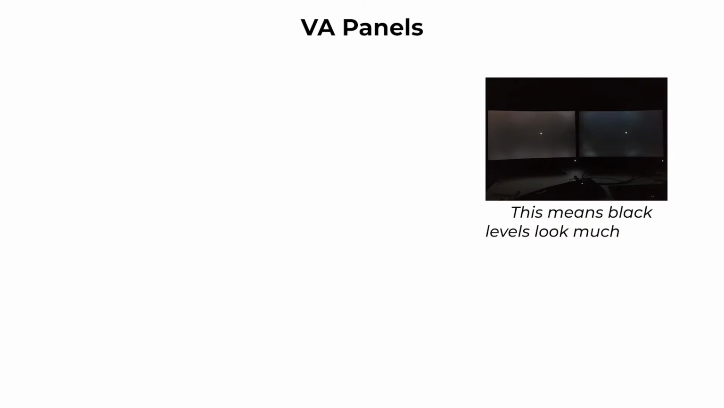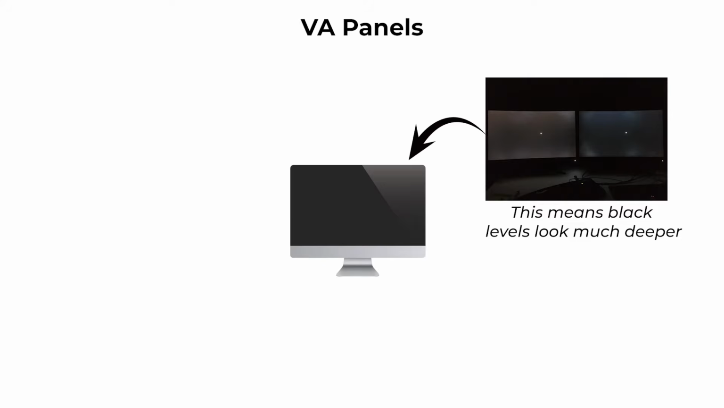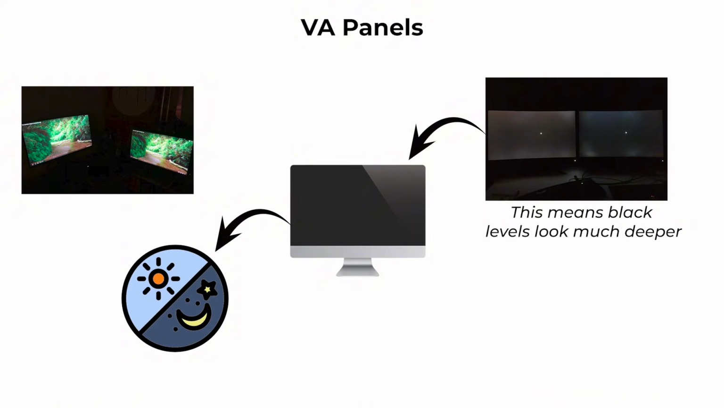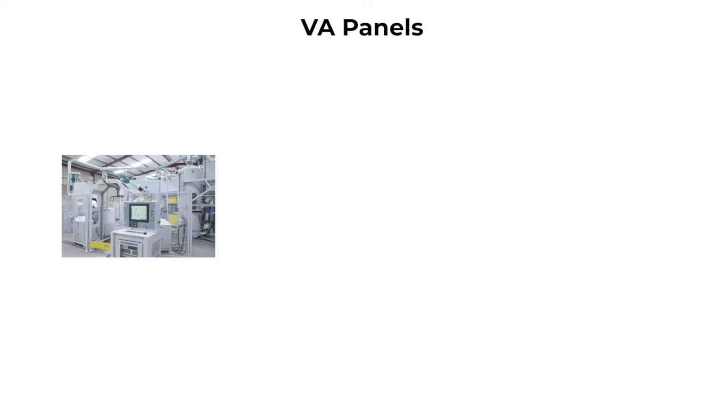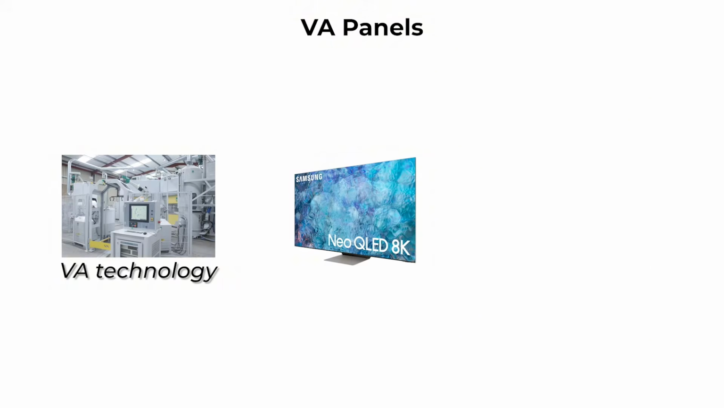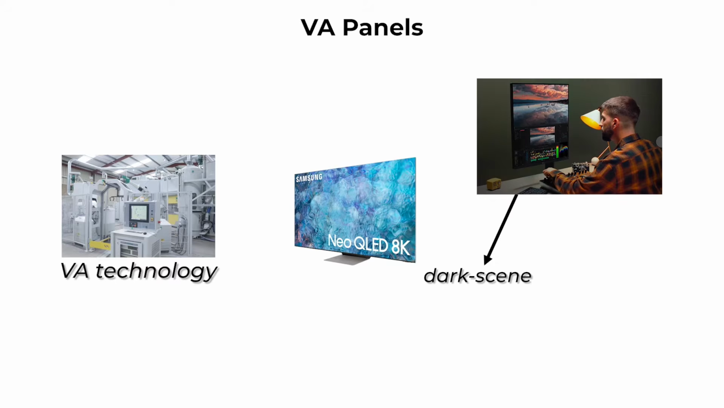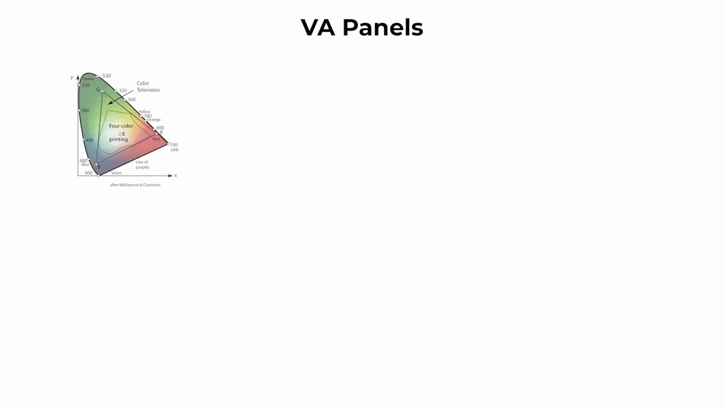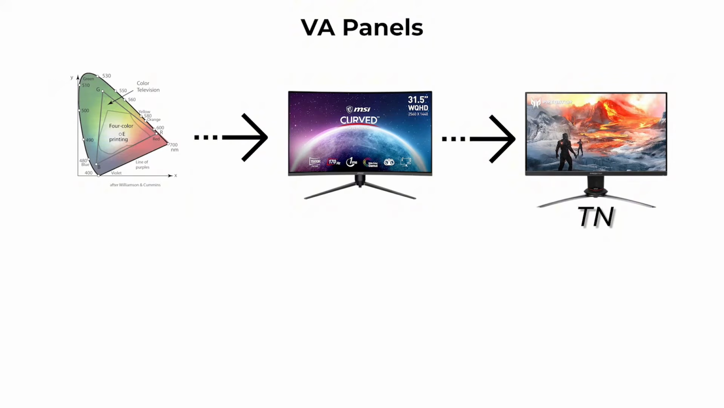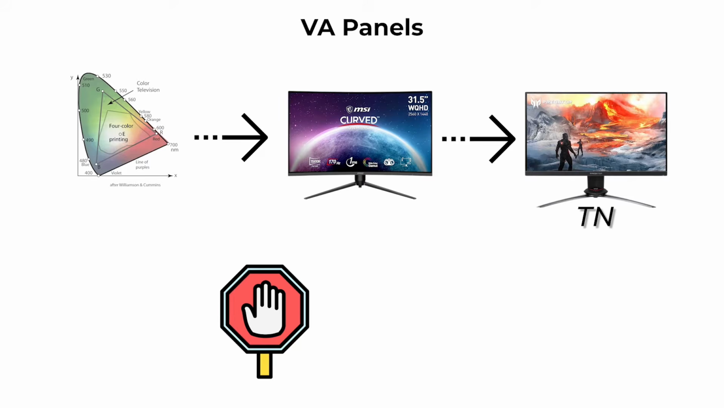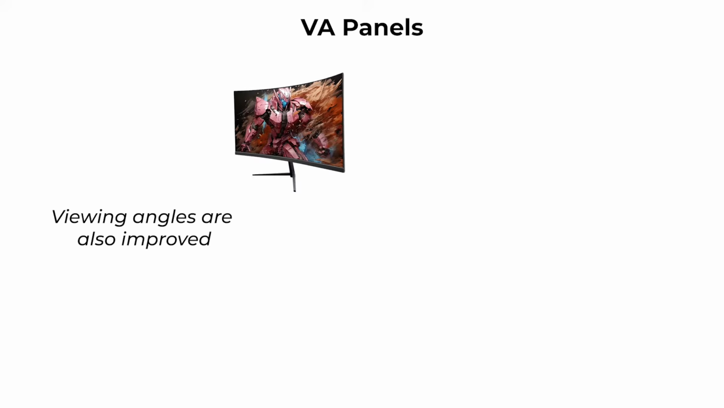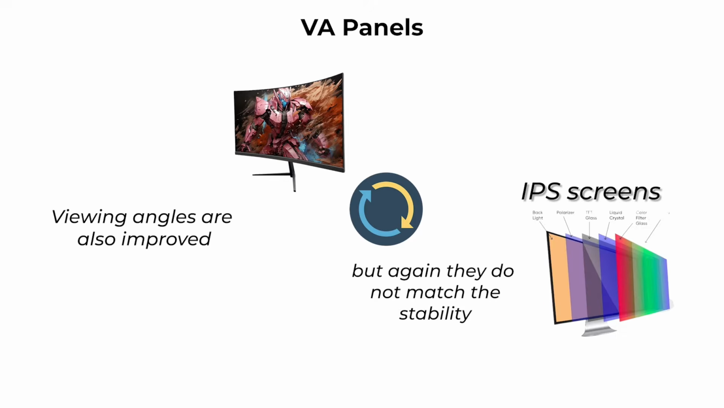This means black levels look much deeper, and scenes with shadows or night settings appear more realistic. This is one of the reasons VA technology is often used in televisions, where dark scene performance is especially important. Color reproduction on VA panels is better than TN, but not as accurate or consistent as IPS. Viewing angles are also improved compared to TN, but again, they do not match the stability of IPS screens.